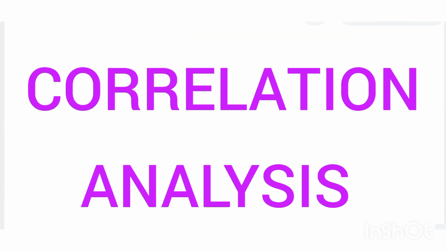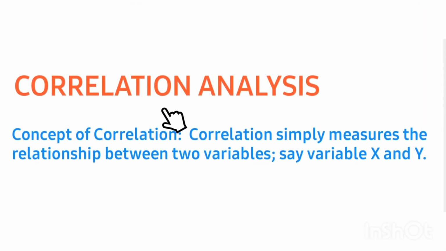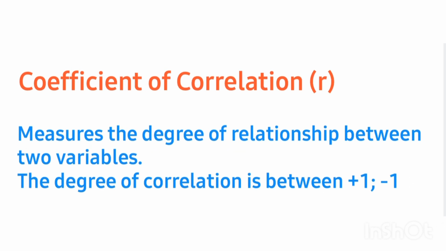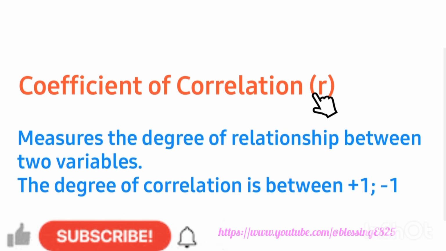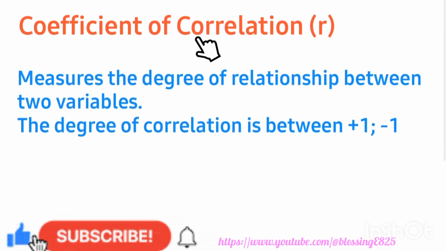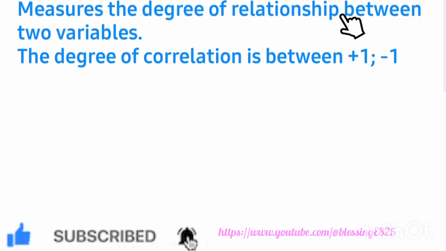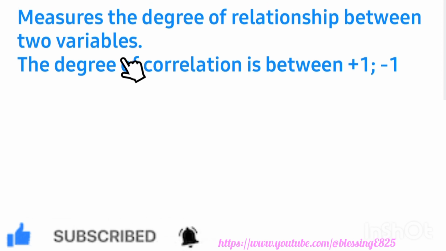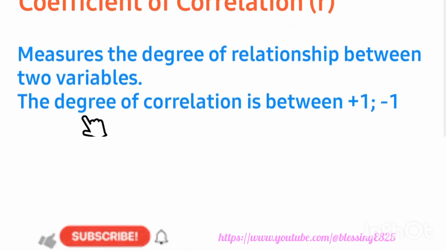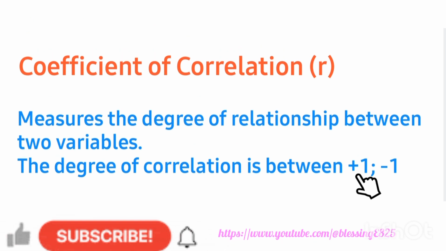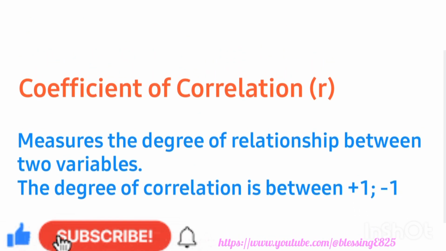This video is concerned with correlation analysis. Correlation analysis is concerned with the measures of relationship between two variables, say variable x and variable y. The coefficient of correlation, designated with r, is used to determine the degree of correlation, or to measure the degree of relationship between two variables. It is important to note that the degree of correlation is between +1 and -1.